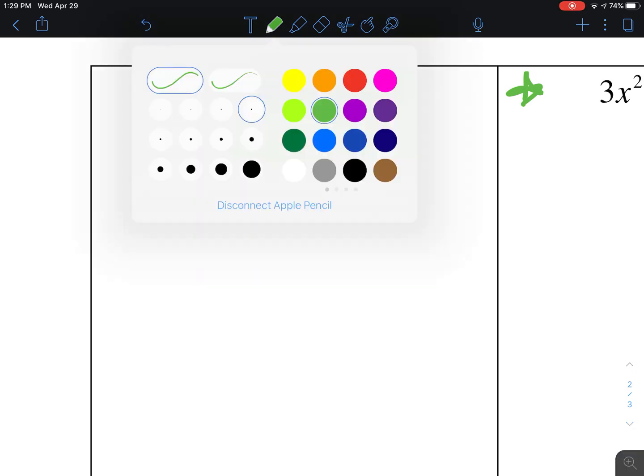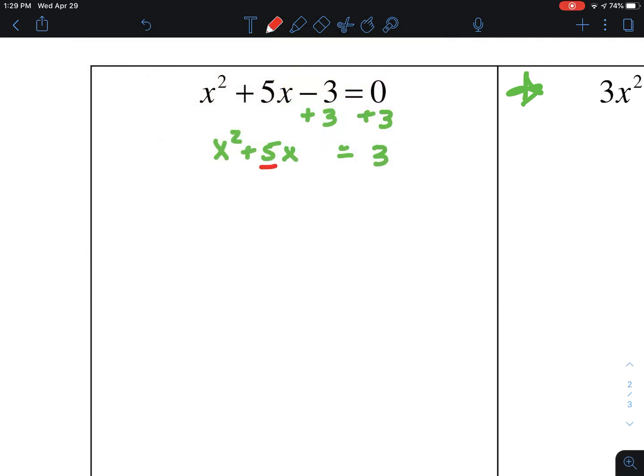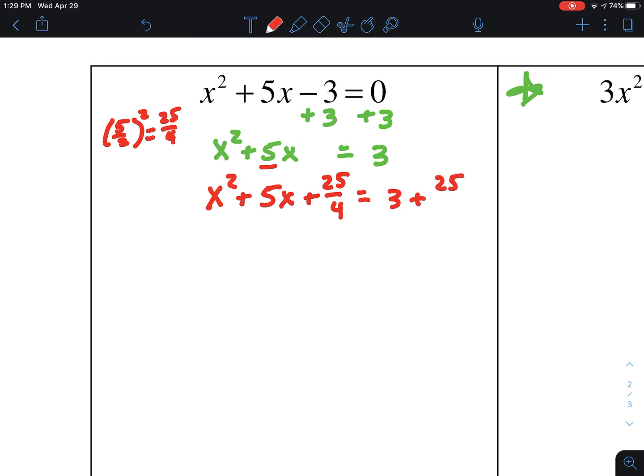The second thing we're going to do is take our b, cut it in half, and then square it. So half of 5 is 5 halves, 5 over 2. Square that, we get 25 fourths. That's the number we're going to add to both sides: x² + 5x + 25/4 = 3 + 25/4.